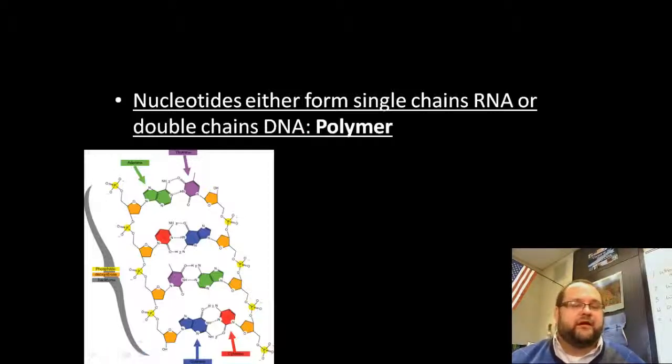So a polymer of a nucleic acid is DNA. So DNA is our polymer of nucleic acids. Also, RNA is another polymer.